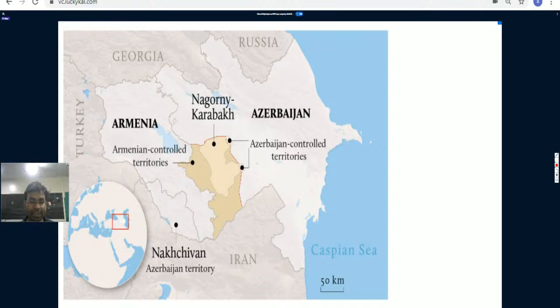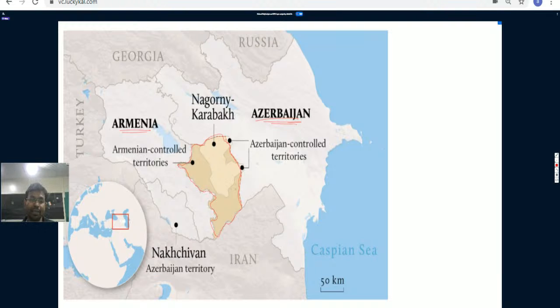Here you can see the yellow portion that is demarcated using yellow color. This particular region shows the Nagorno-Karabakh region. On one side you can see Azerbaijan, and on another side you can see Armenia. Azerbaijan is towards the eastern side of this Nagorno-Karabakh region. Towards the western side we have Armenia.